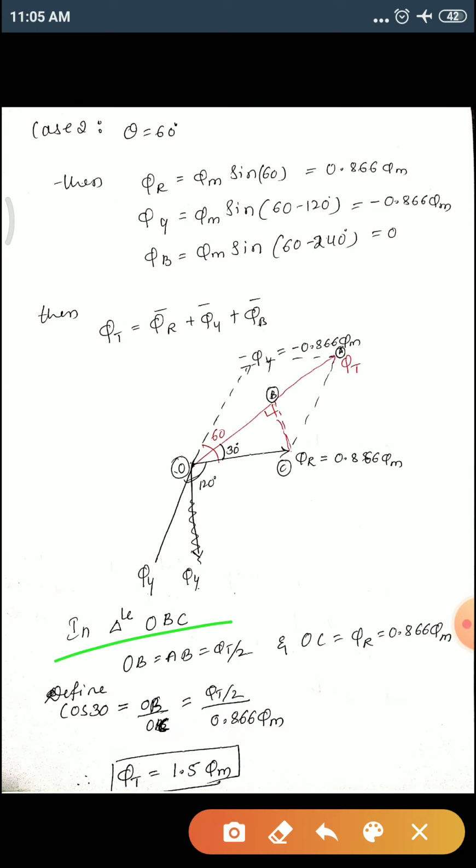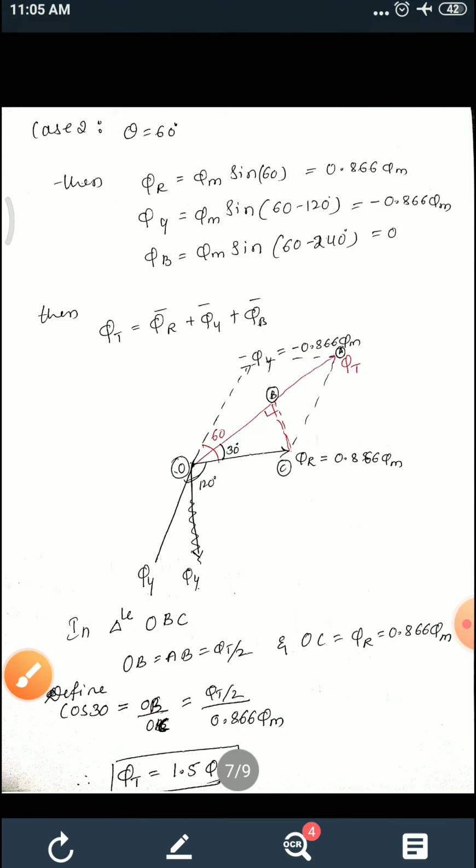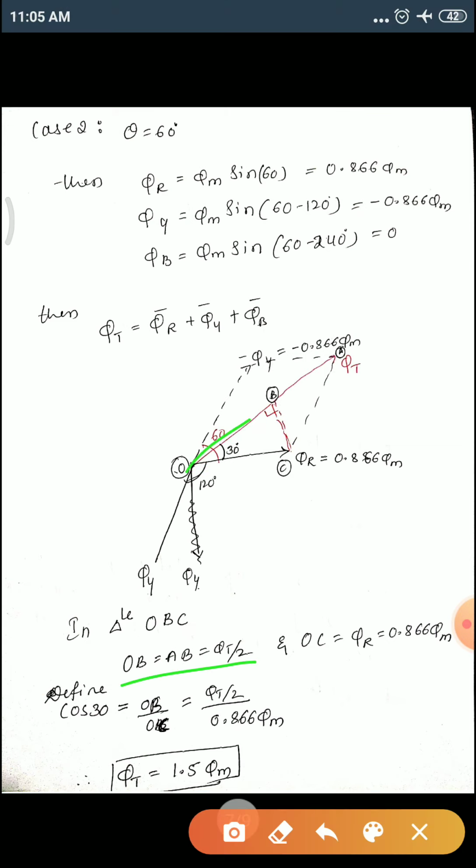In this triangle OBC, what you have to do is OB is nothing but your AB, that is phi t by 2, and OC is nothing but phi r, which is 0.8665 m. So define in this triangle cos 30. If you define adjacent to the hypotenuse, adjacent is OC, adjacent divided by hypotenuse is OB.